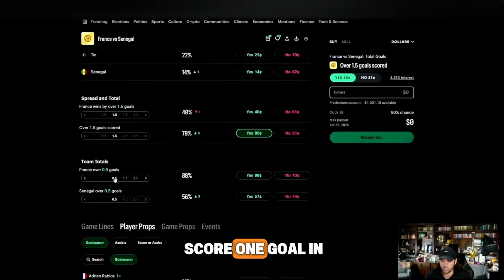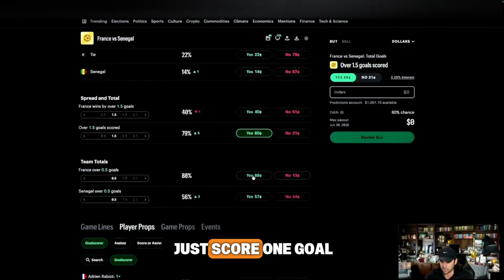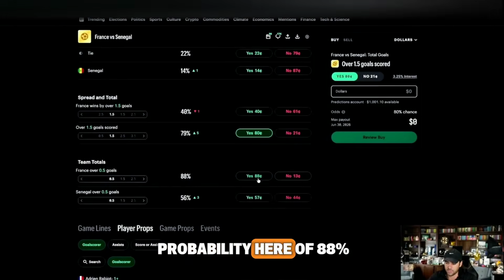Okay, now let's go down here to an example of France total goals. All right, them to just score 1 goal in this matchup. Okay, for them to just score 1 goal in this matchup, we have an implied probability here of 88%.